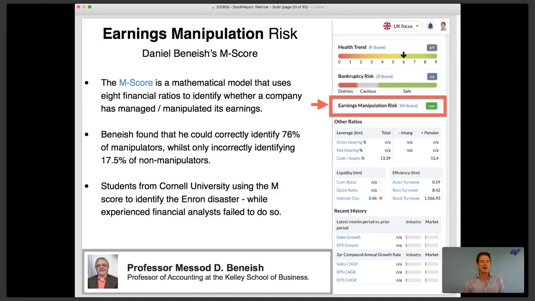And think about that, because I know a lot of people will buy shares that have a high earnings manipulation risk. A classic example is Burford Capital. Burford Capital was flagging with a high earnings manipulation risk. I know it's yet to be proven.